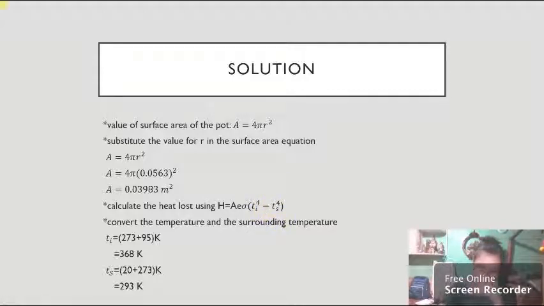So before anything else, we need to convert the temperature of the pot and the surrounding temperature. Since both of them are in degrees Celsius, we need to convert them into Kelvin. We should always remember that if the temperature is in degrees Celsius, we need to convert it into Kelvin. So here we converted, and we have an answer of 368 and 293.